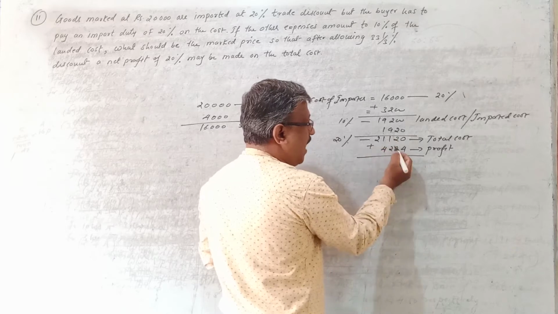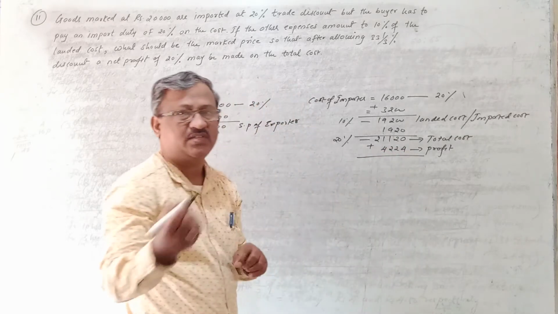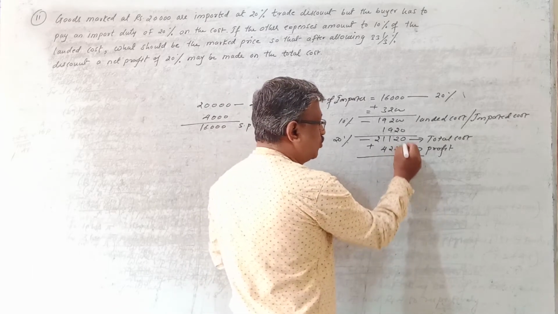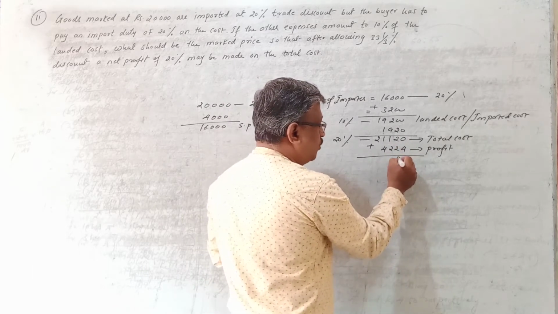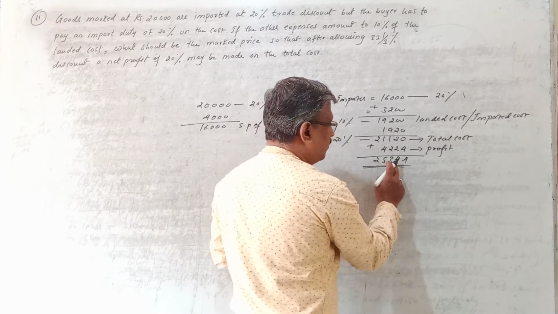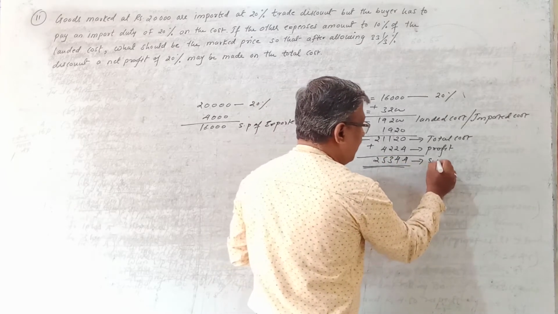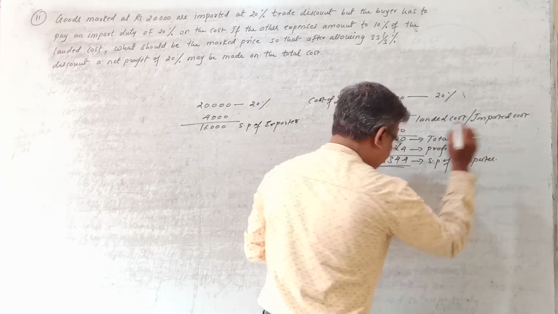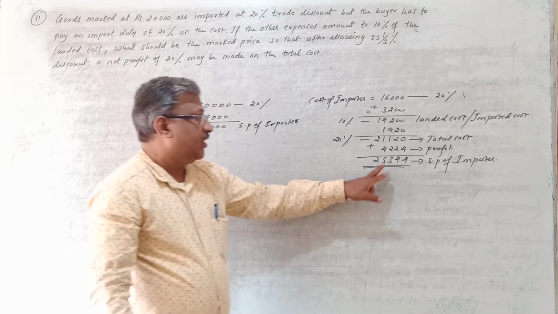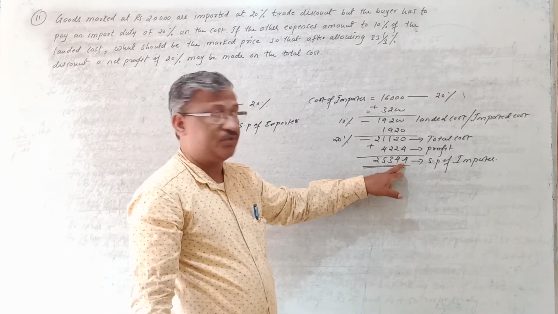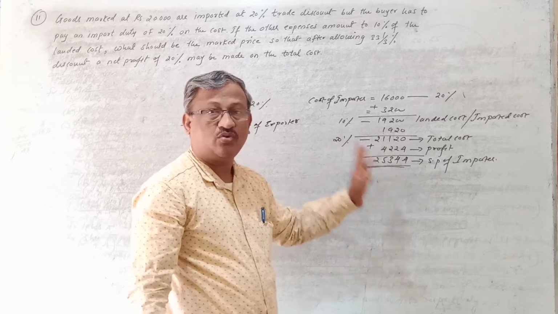So what will he do? He will add this profit to the cost and he will sell the same to whom? To the customer. So at what price is he selling, that I want. So add this profit, it comes to 25,344 rupees. This is the selling price. Selling price of whom? Of the importer. Right? Means he will have to sell his goods at 25,344 rupees to gain 20% on his cost.